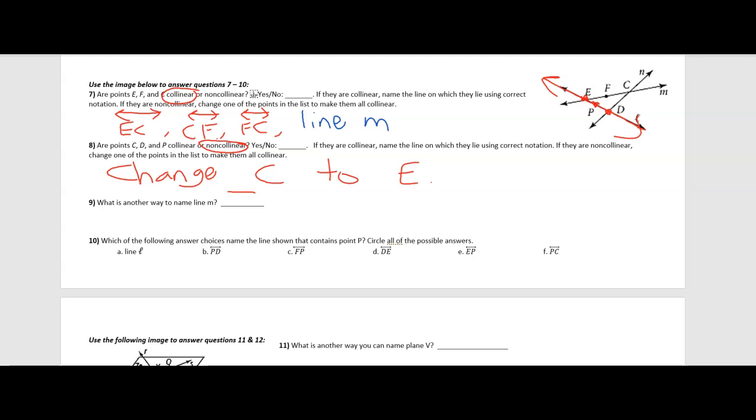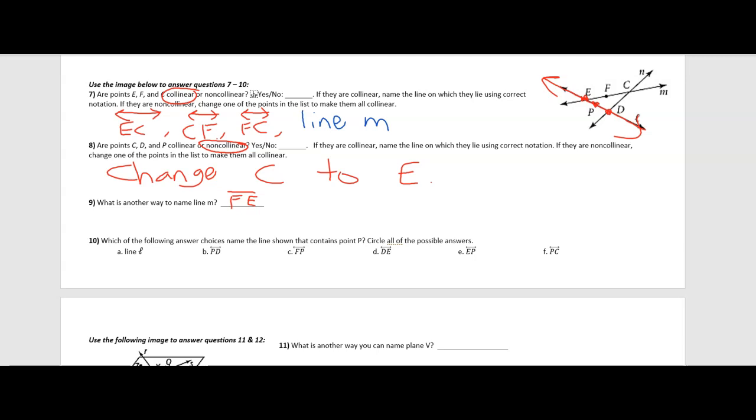I'm just going to choose, haven't used FE yet, so we'll just say FE. Okay, number 10, which of the following answer choices name the line shown that contains point P? Circle all of the possible answers.